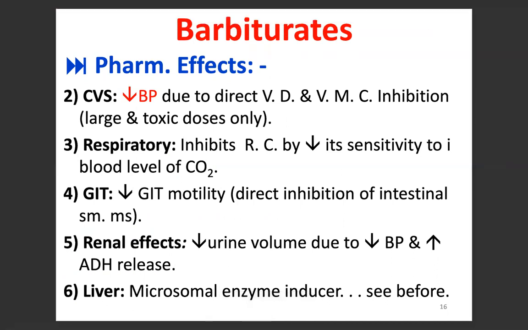Barbiturates: pharmacological effect on the cardiovascular system. It decreases the blood pressure due to direct vasodilation. So a large and toxic dose may affect the cardiovascular system, decreasing the blood pressure due to the direct vasodilatory effect.